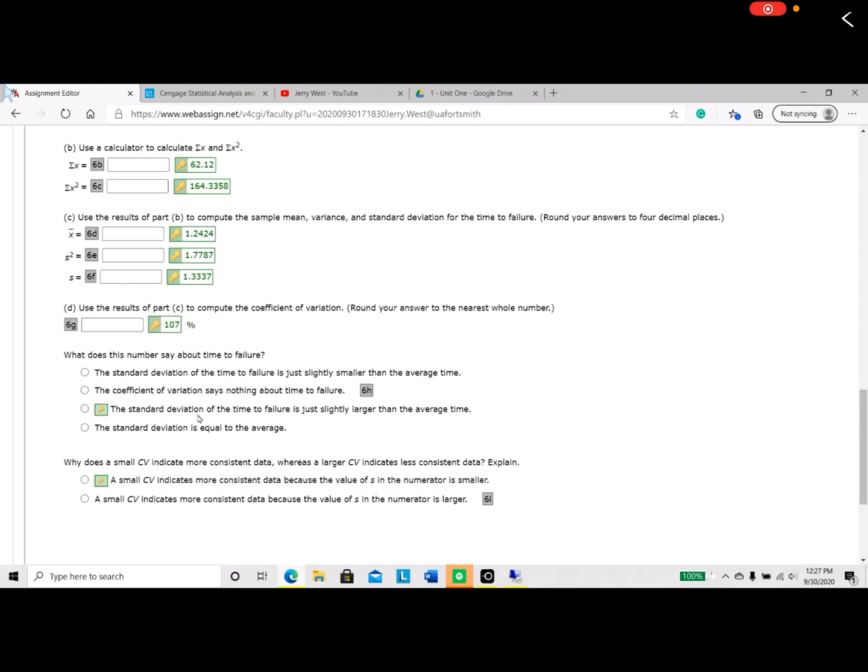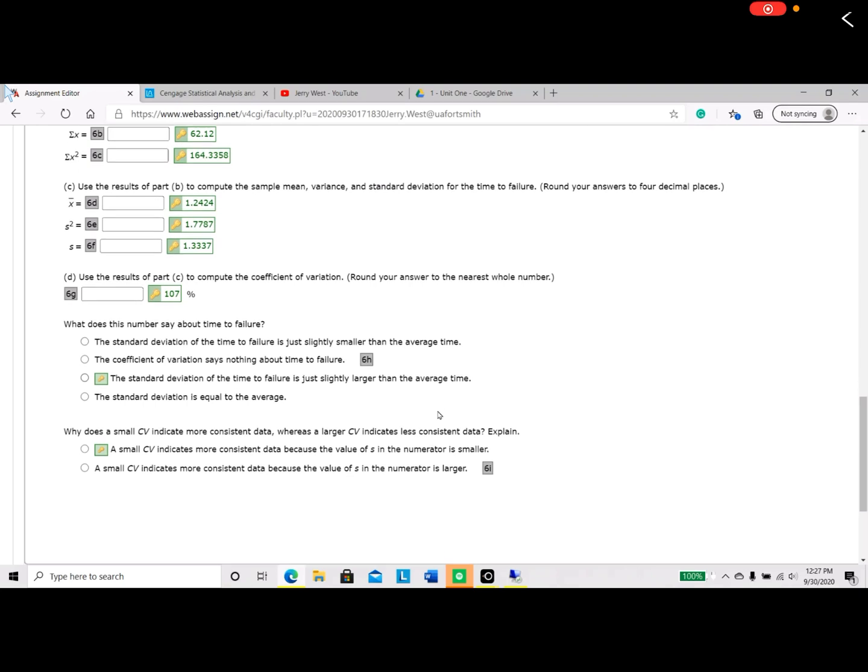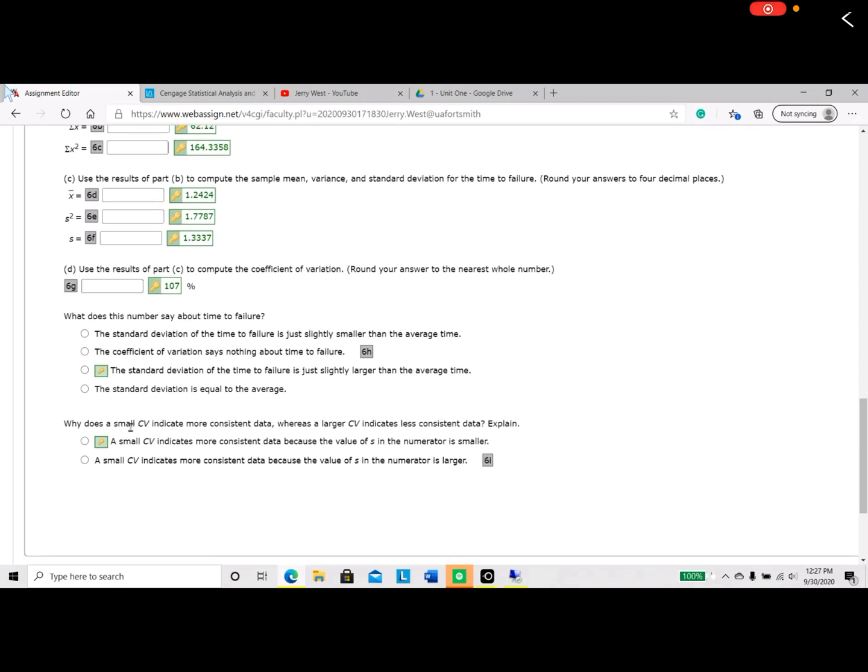The standard deviation of the time to failure is a little bit larger than the average time, and that makes sense. Standard deviation was a little bit more than the mean. A small coefficient of variation, you can look at it two ways. Either the standard deviation is smaller or the average is larger.